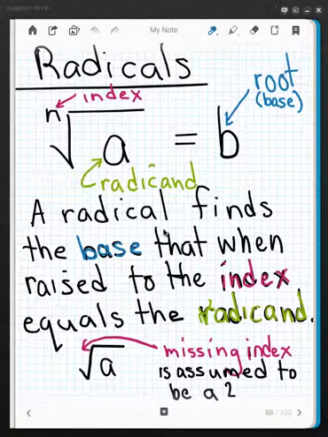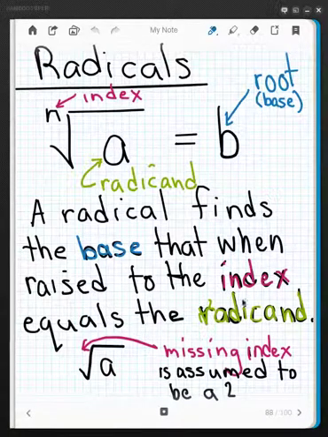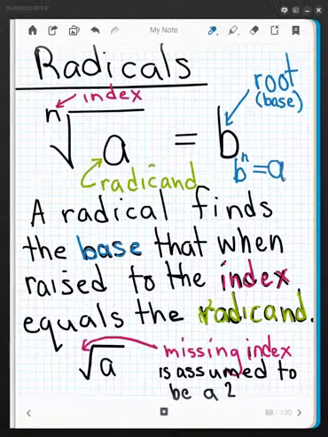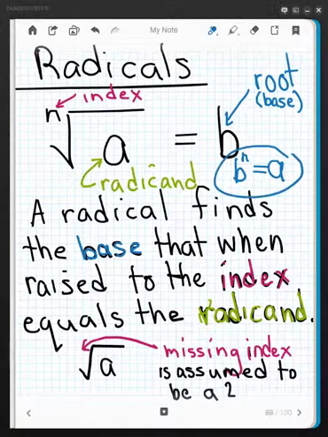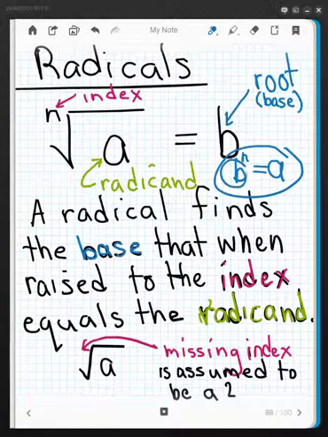A radical finds the base when raised to the index power, and that answer is the radicand. So we take the b and we raise it to the n power, and that gives us back a, and that's how it's related to exponents. So what we're doing when we're finding the answer is we're looking for the base that when raised to the nth power is equal to the a.